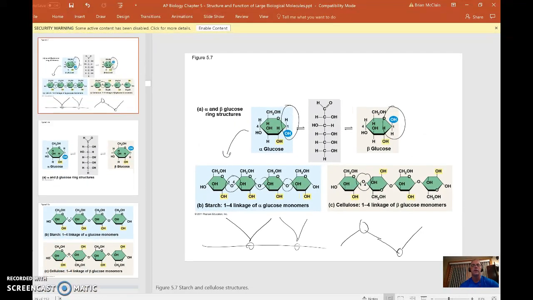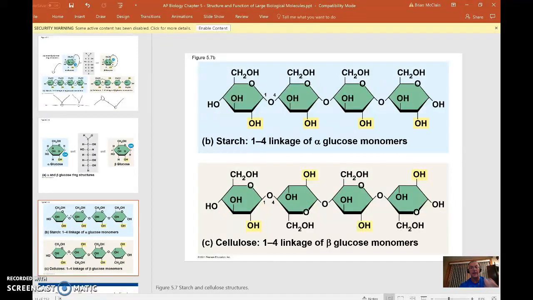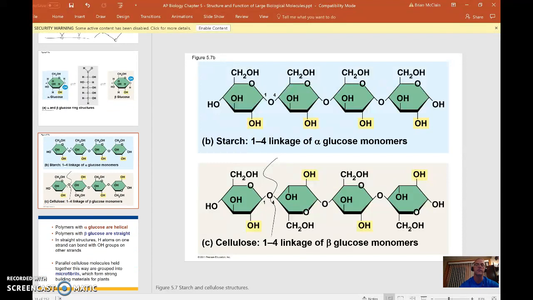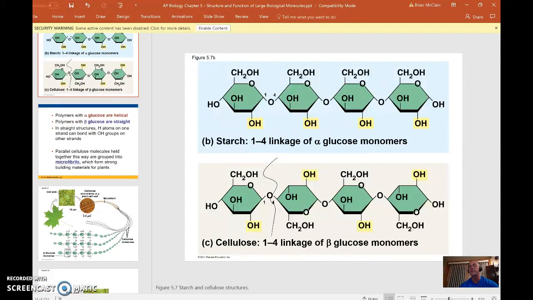And basically, most animals do not have the capability of breaking down cellulose. So we can't digest that. We can digest the starch, but because of its non-digestible characteristics, cellulose serves as dietary fiber.